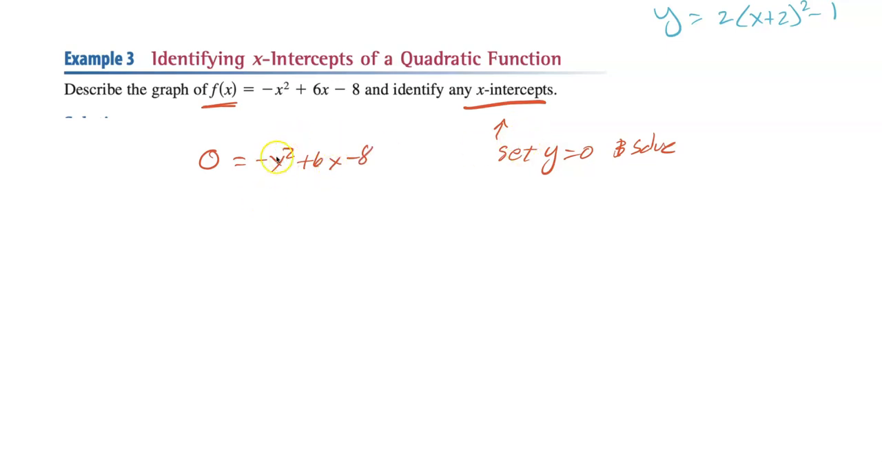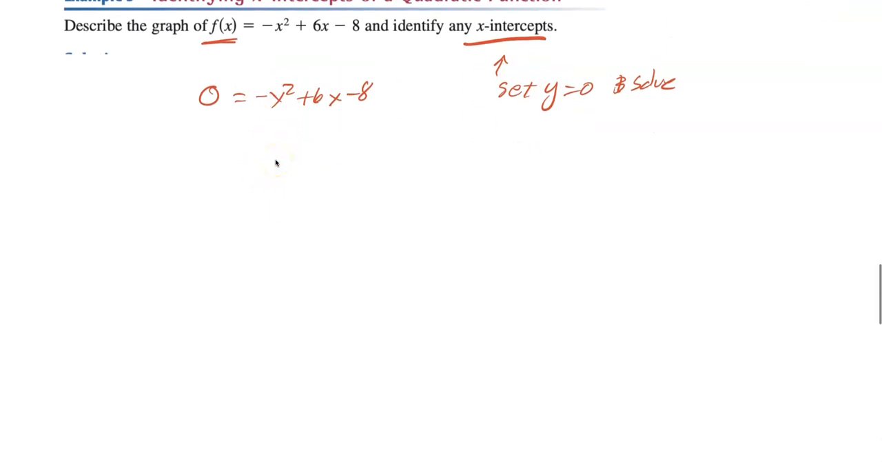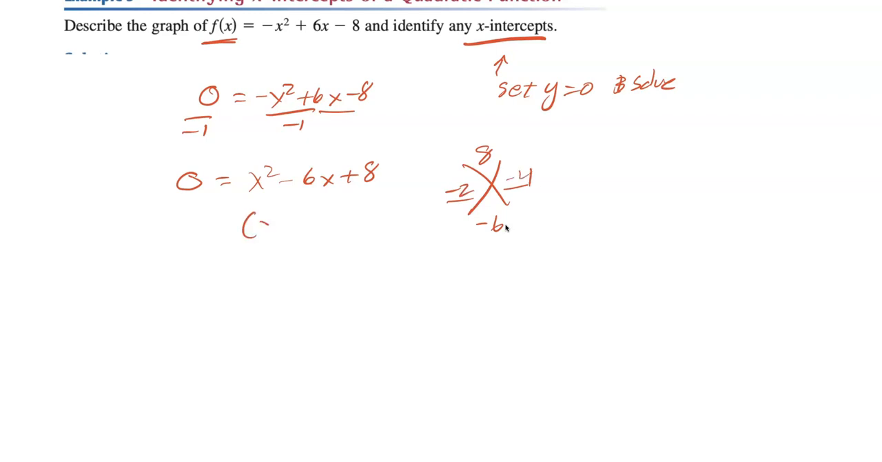I personally don't like having a -x squared, so let's divide everything by -1, or move everything over. Same idea. So I'm going to get x squared minus 6x plus 8. And then I'm just going to factor. So x times x, here's 8, here's -6. Two things I multiply to get 8 but add to get -6 would be -2 and -4. So x minus 2, x minus 4 equals 0.